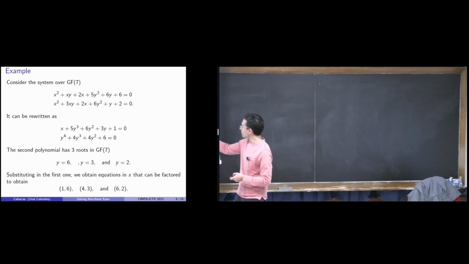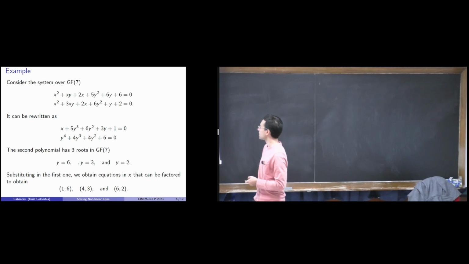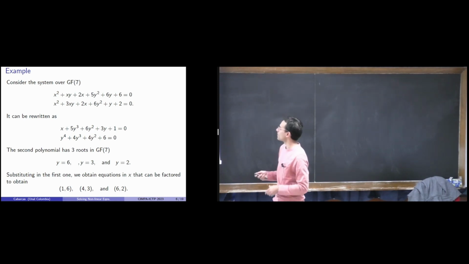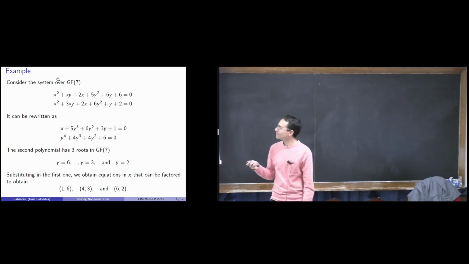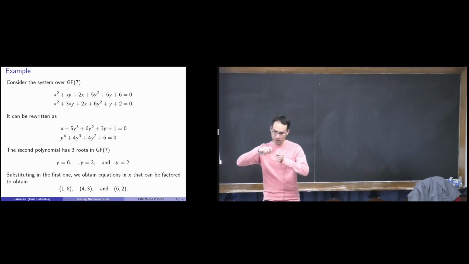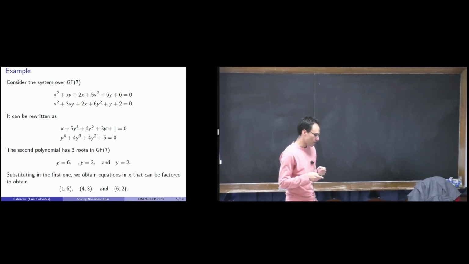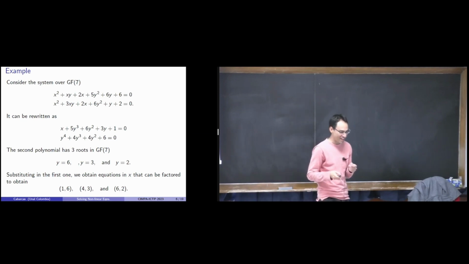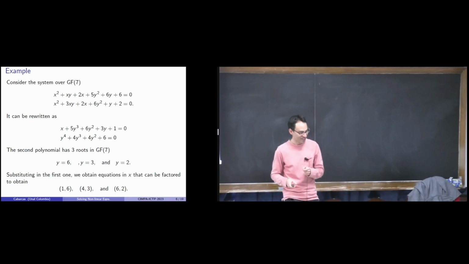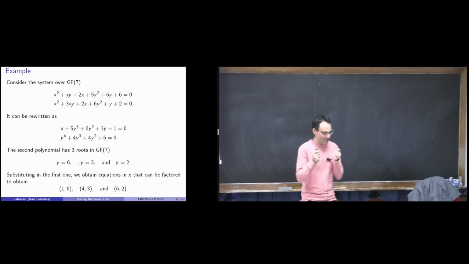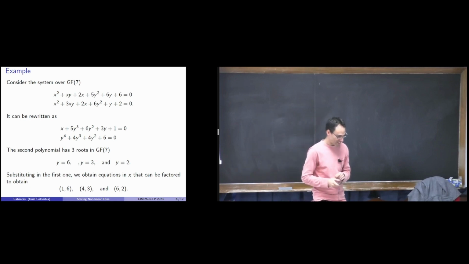Barut asks, how can a sum of positive numbers give 0? Well, this is over GF7. So we're doing modular arithmetic here, everything modulo 7. So 6 plus 1 is 0, right? Or 3 plus 4 is 0, right?